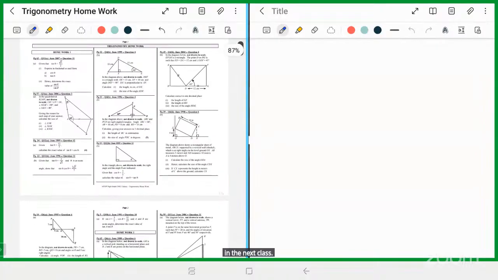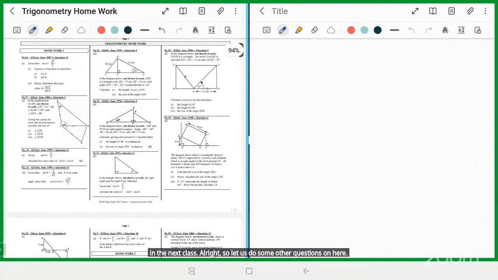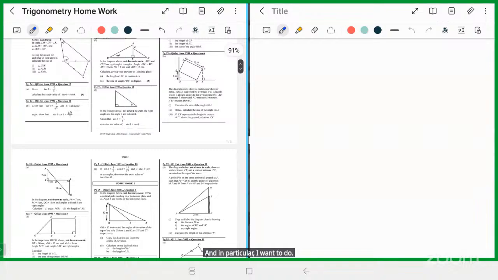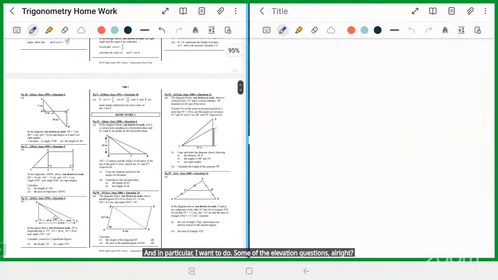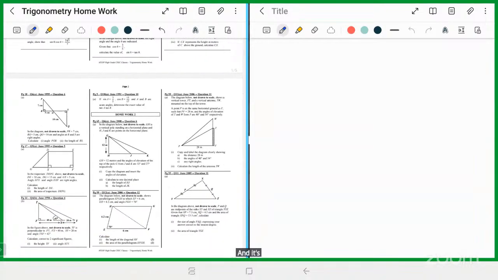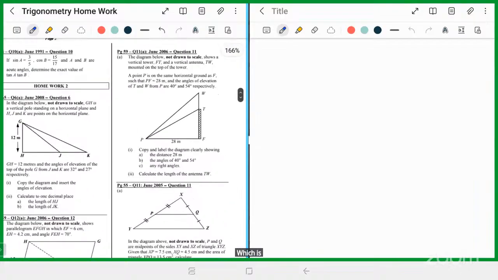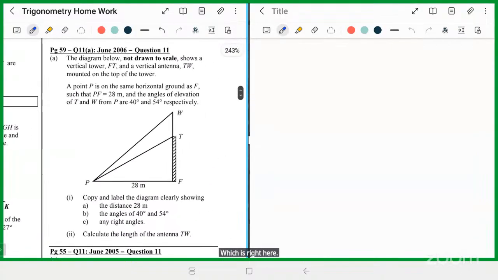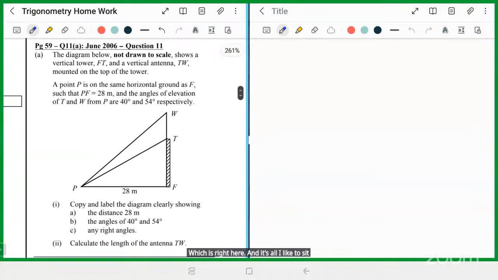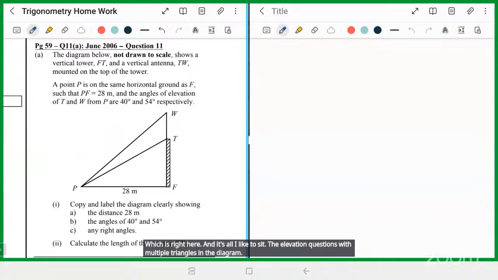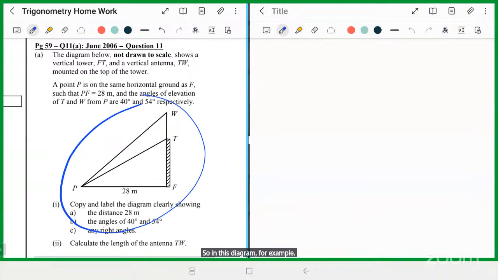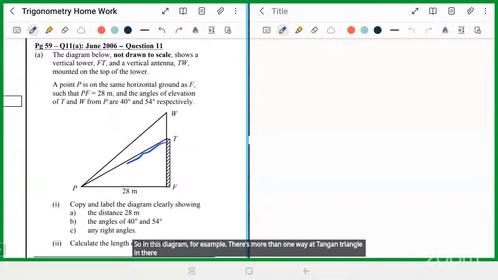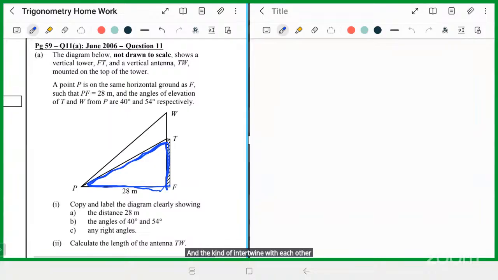So let us do some of the questions on here, and in particular I want to do some of the elevation questions. Let's jump straight into a nice one, which is right here. This is what I like to set for elevation questions, with multiple triangles in the diagram. In this diagram, for example, there's more than one right angle triangle. There's a right angle triangle here, and they interlock with each other in a sense. And then there's another right angle triangle up here.